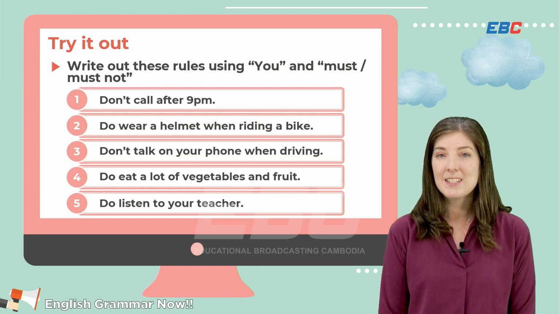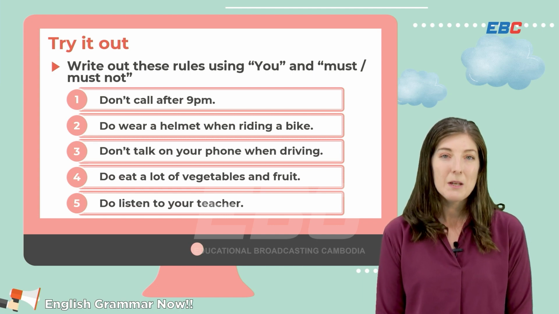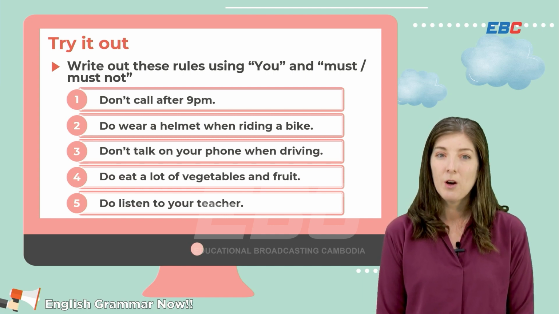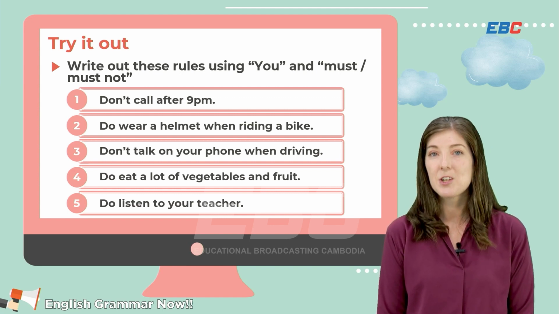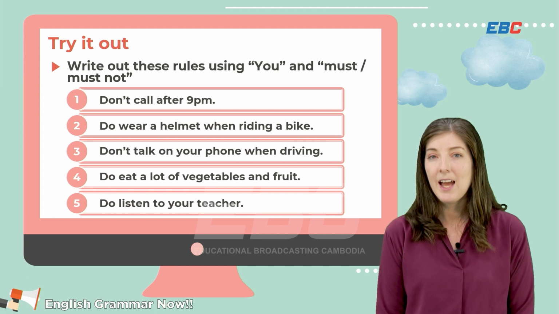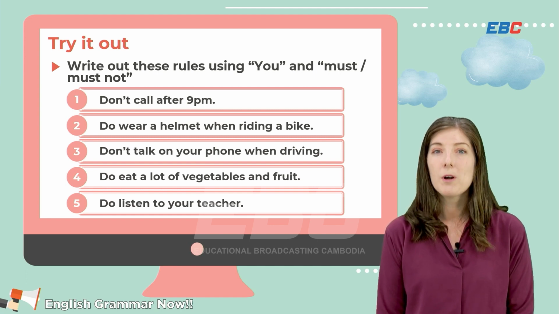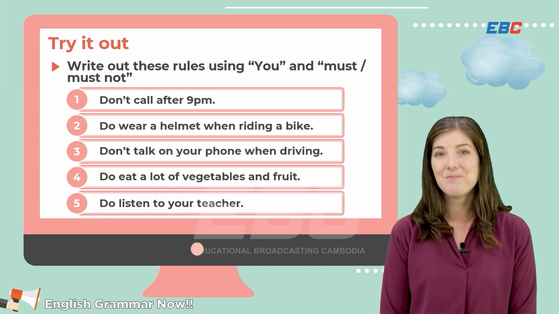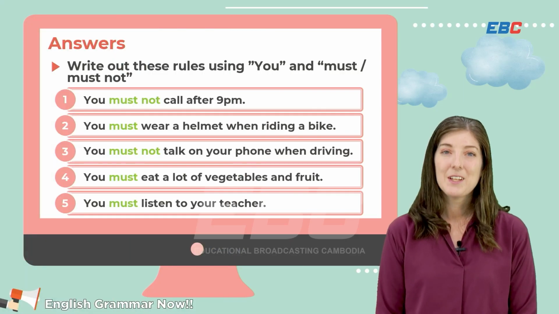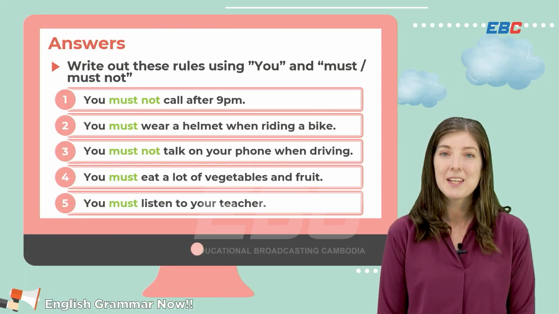Here are some sentences for you to try out. These 5 sentences are rules that begin with do or don't. But you can change them into a sentence that starts with you and then must or must not. Try it out. Here are some rules you could write using must and must not.